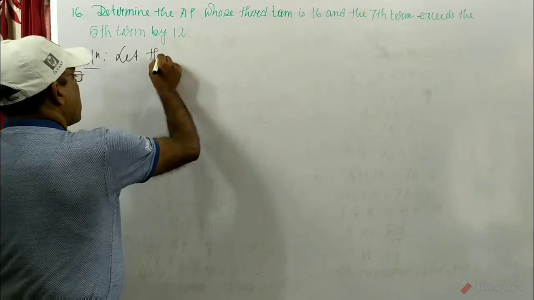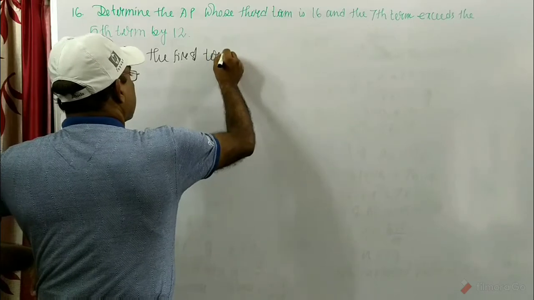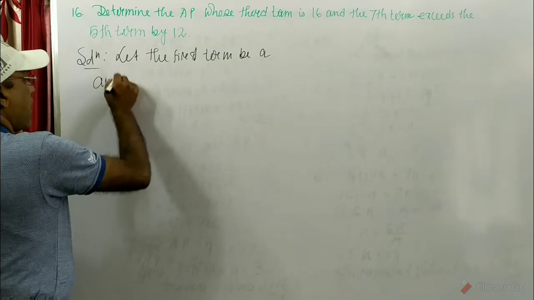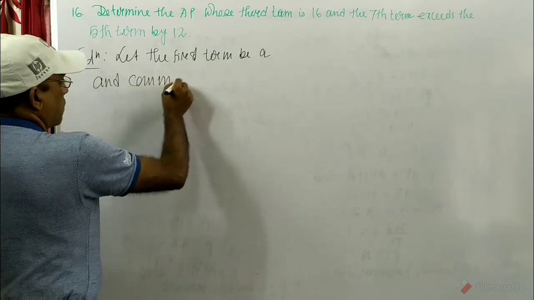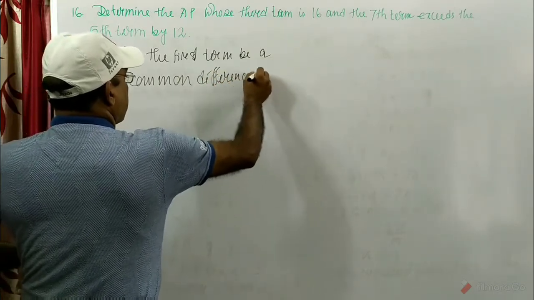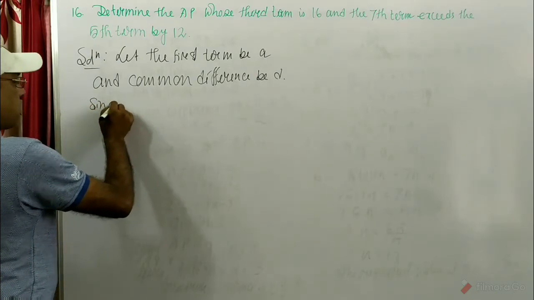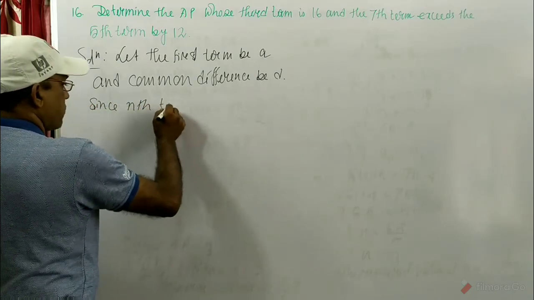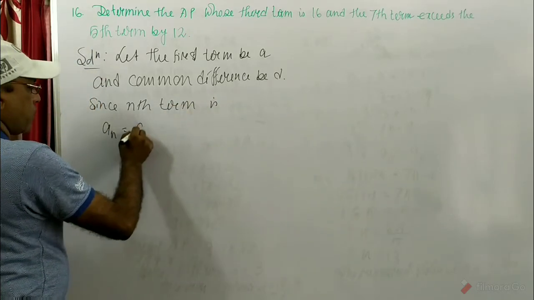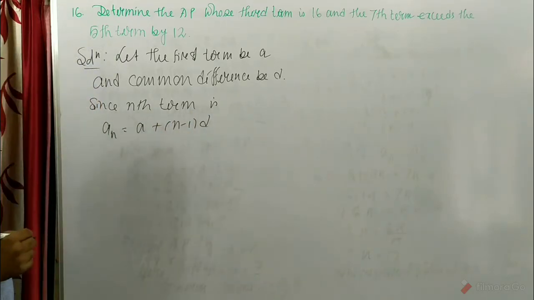Let the first term be a and the common difference be d. Since the nth term is an equals a plus n minus 1 into d, this is our nth term.